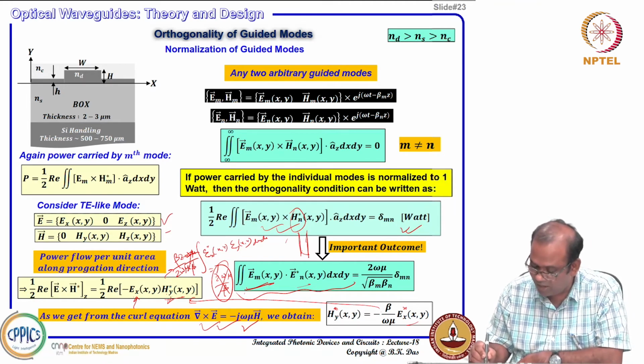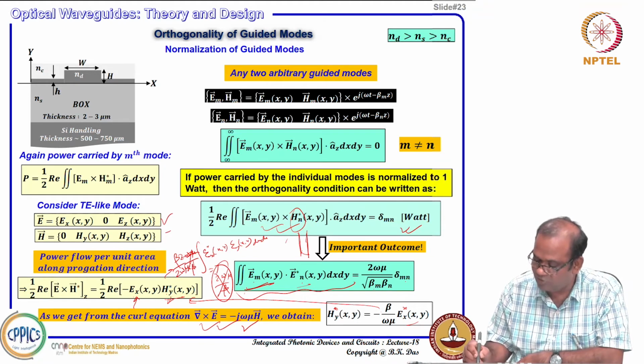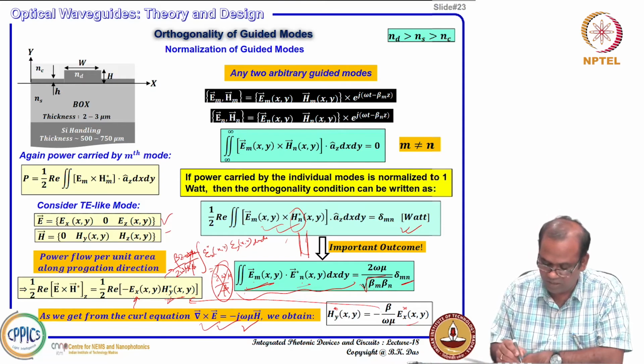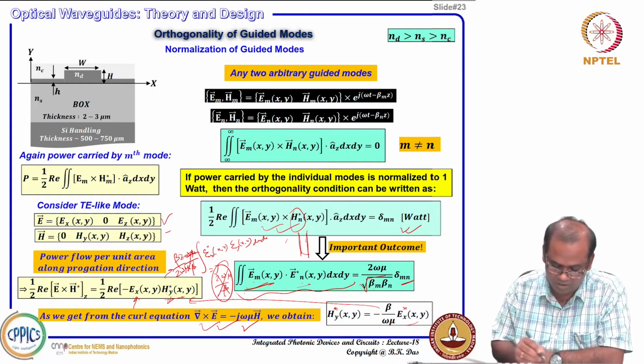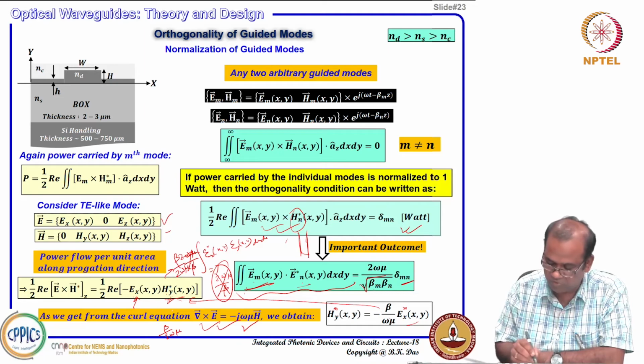Since we are involving m and n, instead of beta, when m equals n it is beta m basically. Otherwise it will be 0, delta mn equal to 0. That's why in general we write the square root of beta m times beta n. So if they are there, ultimately 2 omega by beta will be there, because here if you put this one, then it will be beta by 2 omega mu. This power will be coming.